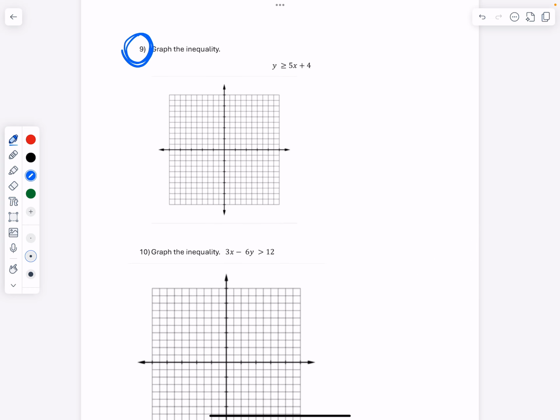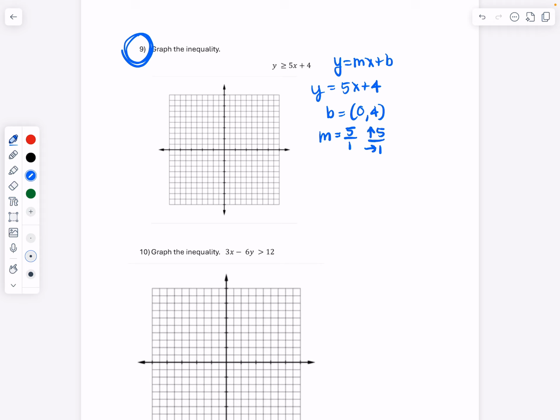This is question 9 from the MAC 1105, test number 3 paper review. The directions say to graph the inequality, and we kind of luck out because if we ignore the inequality sign, we have a nice line in y equals mx plus b form. b is the y-intercept, so that is (0, 4), and m is your slope. Rise over run, so I go up 5 and over 1 from that b term.